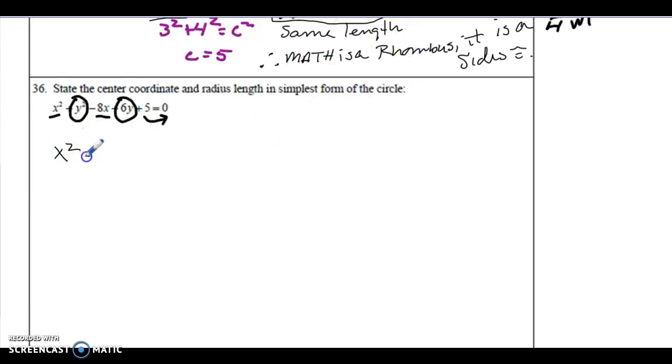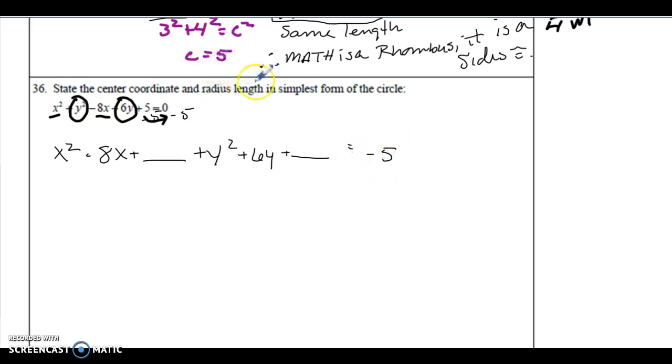X squared minus 8x, and then I leave a space because I'm going to add another term there, and then plus y squared plus 6y, and then I'm going to leave a space, and then I'm going to move this 5 over, so subtract 5, so negative 5.